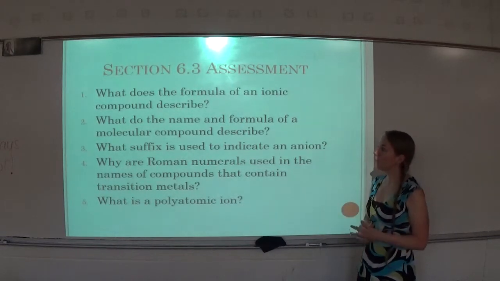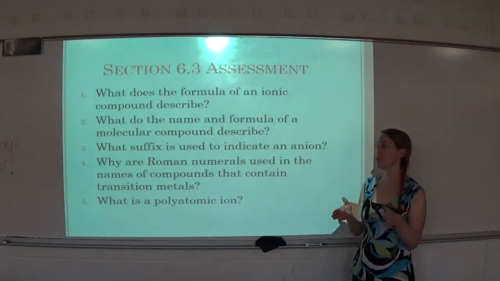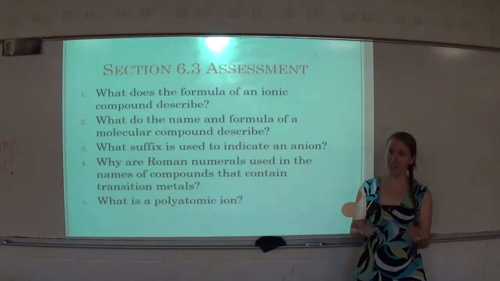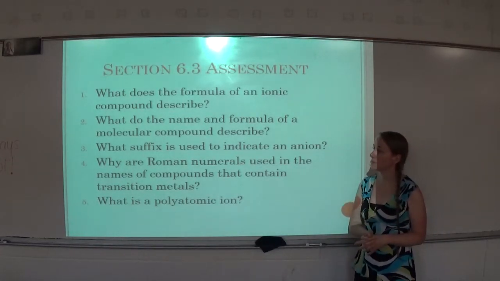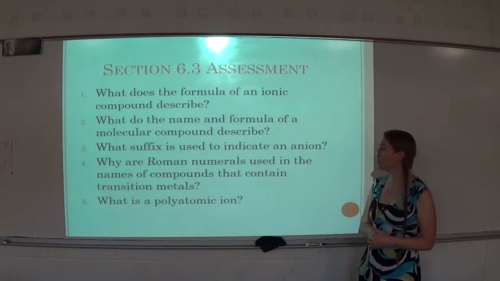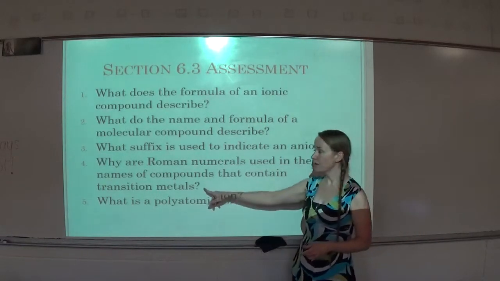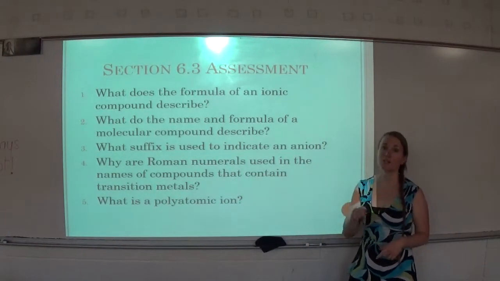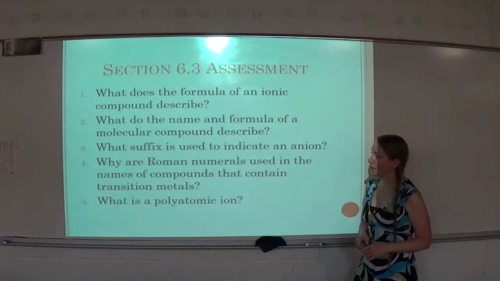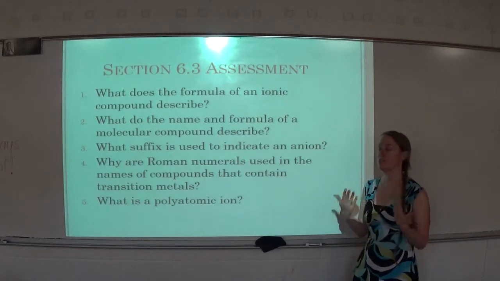So number 3, what suffix is used to indicate an anion? Remember, for a cation, the name does not change. For an anion, we add "-ide" to the end. So the suffix is "-ide." Number 4, why are Roman numerals used in the names of compounds that contain transition metals? Well, transition metals can have more than one charge, so the Roman numeral tells us what charge that ion has.